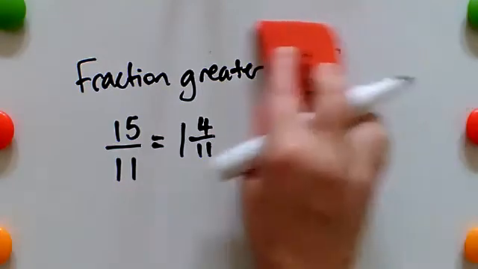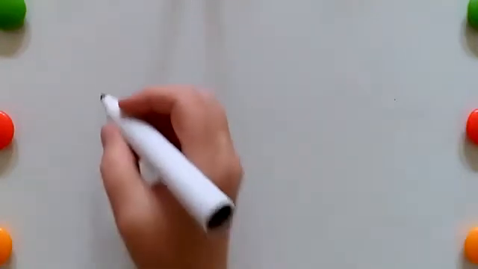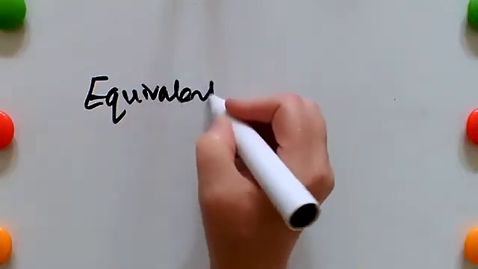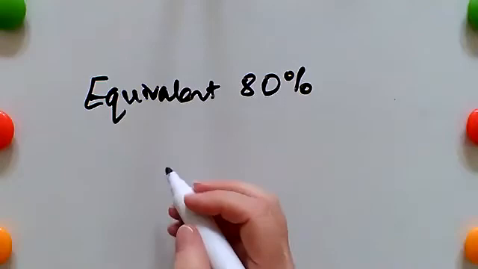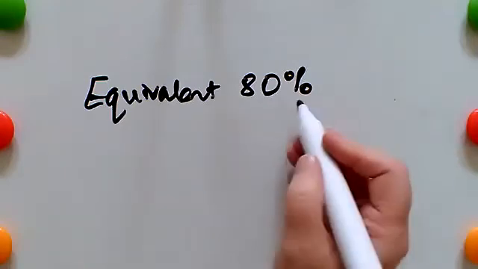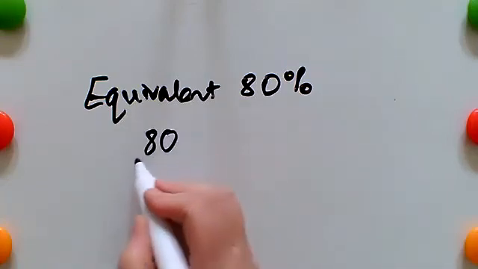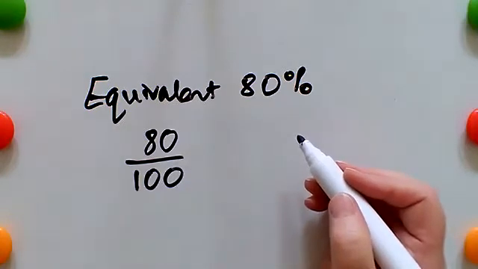The second question asks us to find the fraction that was equivalent to 80%. Now, I'll just show you how to convert 80% into a fraction. Percentage means out of 100. So I can write 80% as a fraction by simply putting it over 100.